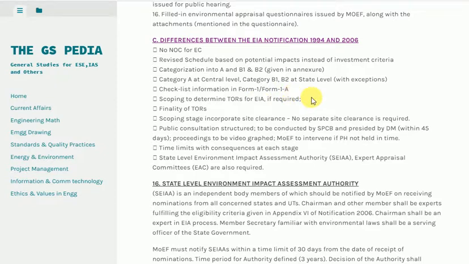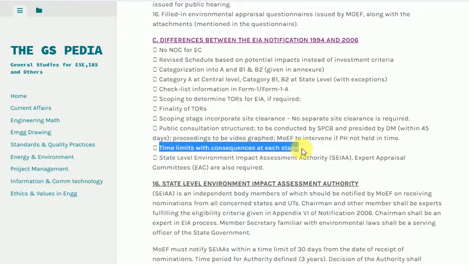Finality of TORs. Scoping stage incorporates site clearance. No separate site clearance is required. Public consultation structured, to be conducted by SPCB and presided by DM within 45 days. Proceedings to be videographed. MEF to intervene if not held in time. Time limits with consequences at each stage. State-level Environment Impact Assessment Authority (CR), expert appraisal committees AC are also required.